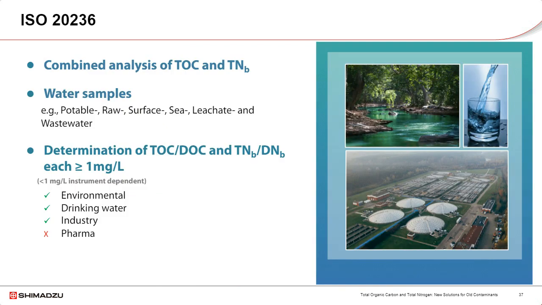The ISO 20236 is a method for combined analysis of total organic carbon and total nitrogen. It is applicable for potable water samples, raw water, surface waters, and wastewater samples. This method is used predominantly in the environmental, drinking water, and industrial market segments.